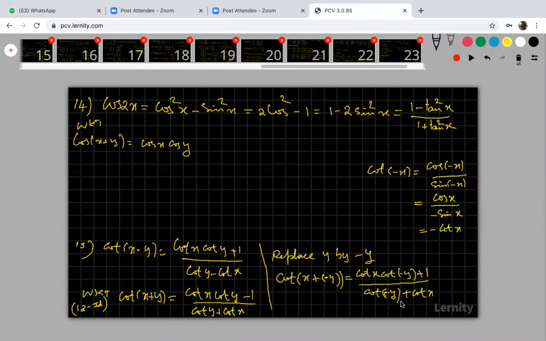Okay, you take minus commonly from the numerator and denominator. Here you will get minus of cot x cot y plus 1. Here you will get minus of cot y plus cot x. Taking minus commonly from the numerator and denominator and cancelling the minus, you will get cot x cot y minus 1 divided by cot y minus cot x. Are you okay?